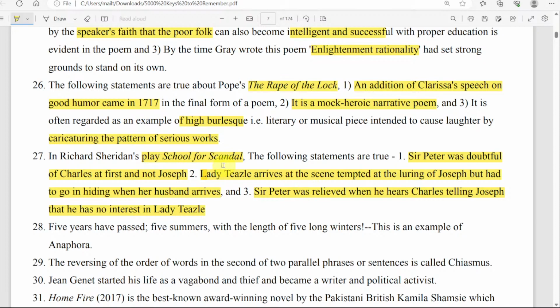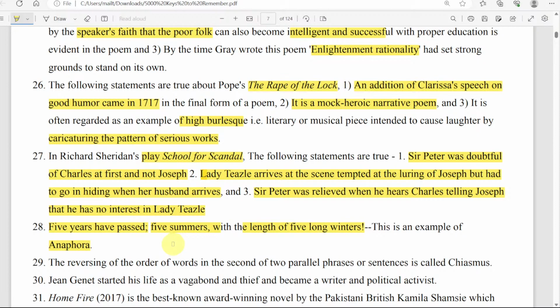That is like one question that is certain. So 5 years have passed. You have to give the example. It is 5 years have passed, 5 summers with the length of 5 winters. This is an example of, like, anaphora, like it was the worst of times, it was the, you know, all the time.